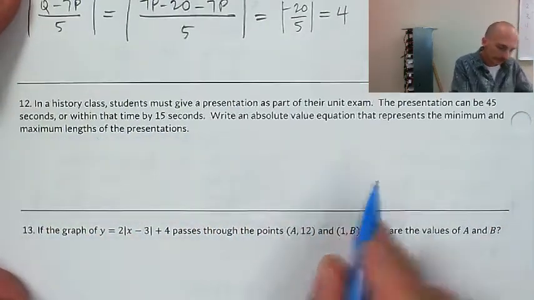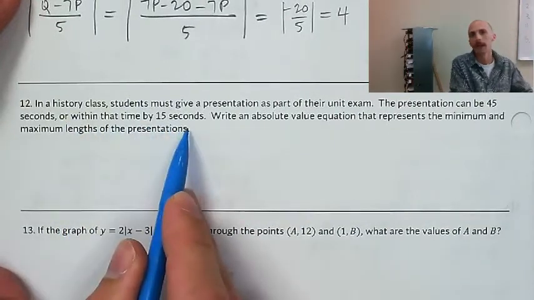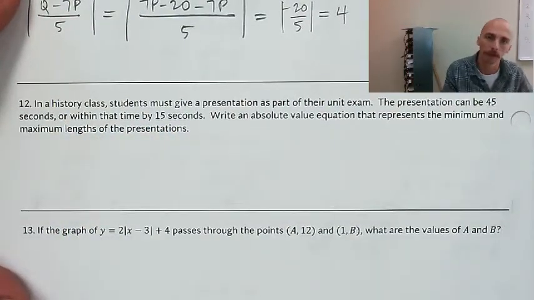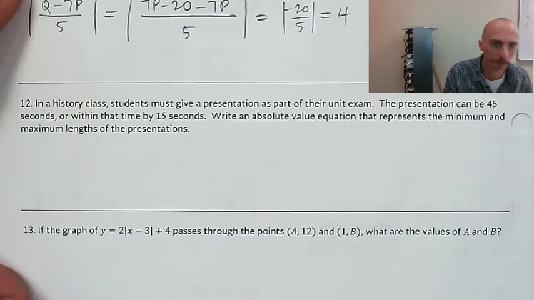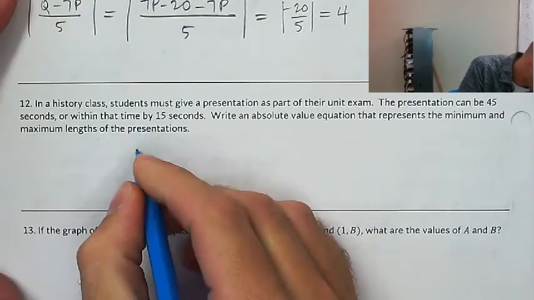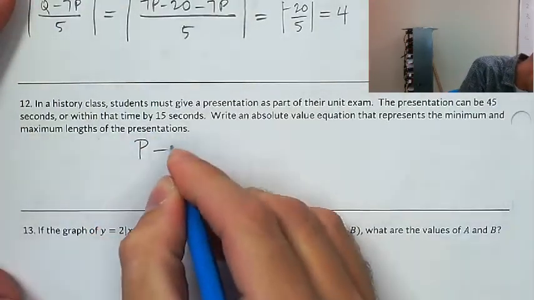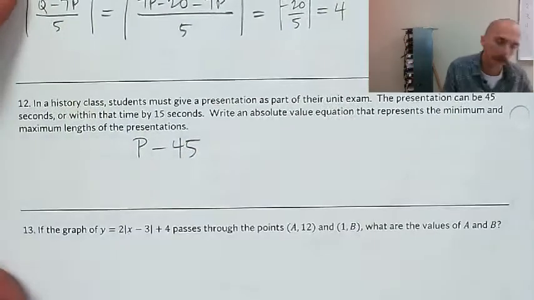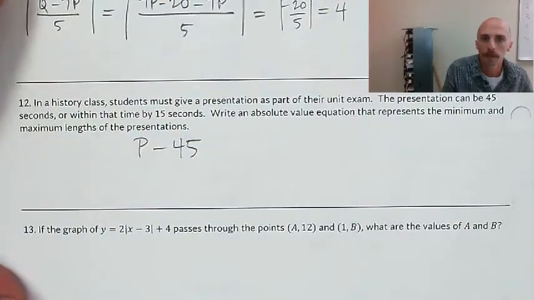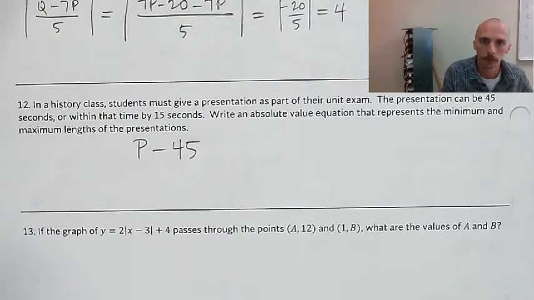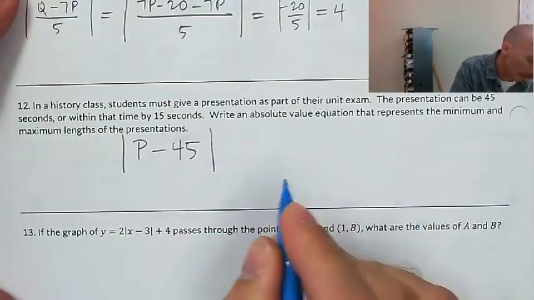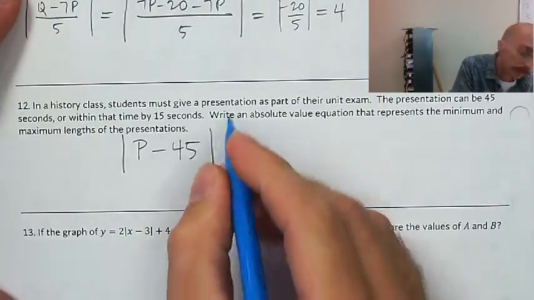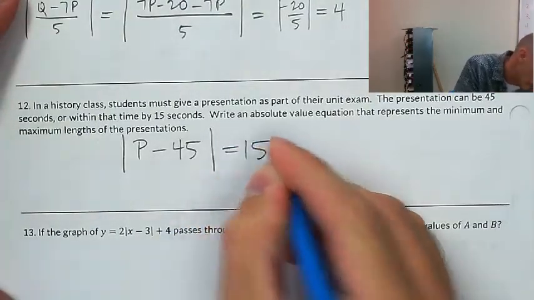So really what it is, within that time, that's the maximum difference between the presentation time and the average time, which is 45. So I'm going to say presentation time minus 45. Okay. But rather than saying that that's between two values or something like that, we can just say that to get the maximum and minimum, the absolute value of that difference is equal to 15.